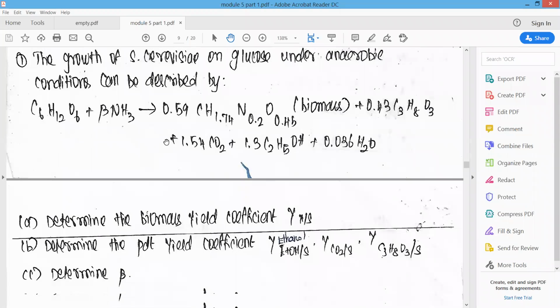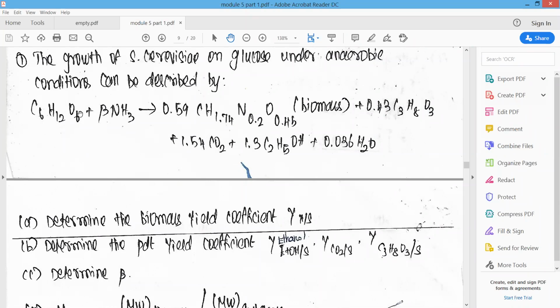What they have asked here is to determine the biomass yield coefficient Y x by s, and to determine the product yield coefficients, that is Y ethanol by s, Y CO2 by s, Y C3H8O3 by s, and to determine beta. For this problem, almost all the coefficients have been given: 0.59, 0.43, 1.54, 1.3 and 0.036. The only thing we have to find is beta, and parallelly we have to find the yield coefficient Y x by s.